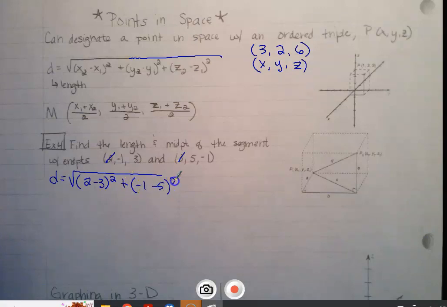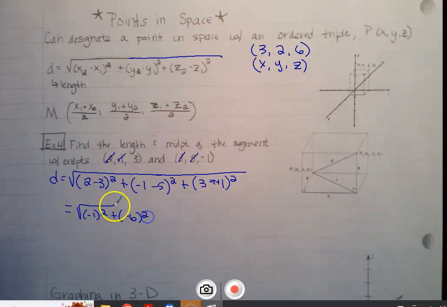So then you're just going to do -1 minus 5 squared. Okay, plus, now my z's. 3 minus -1, so that's +1. Okay, squared. Let me extend my line over there. Okay, perfect. What's 2 minus 3? -1 squared plus, no, it's -1 minus 5. -6 squared plus, what's 3 plus 1? 4. I can do that one. 4 squared. Woohoo! All right, now square root.